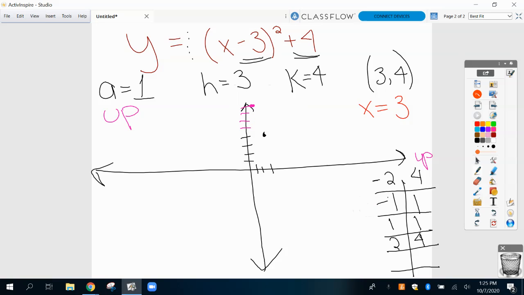Then I'm going to go left 1, up 1, right? This is left 1, up 1. Again, from my vertex, now I'm going to go right 1, up 1. And from my vertex, I'm going to go right 2, up 4. And there is my parabola.